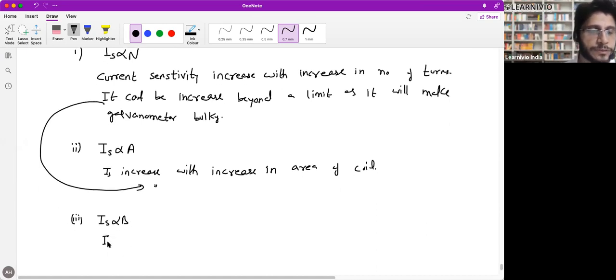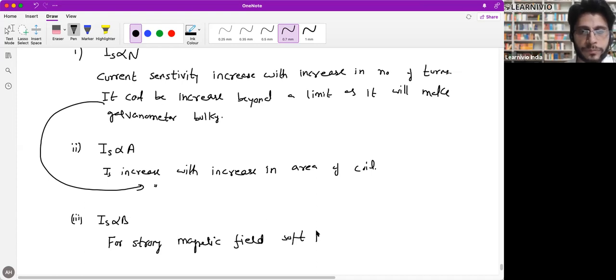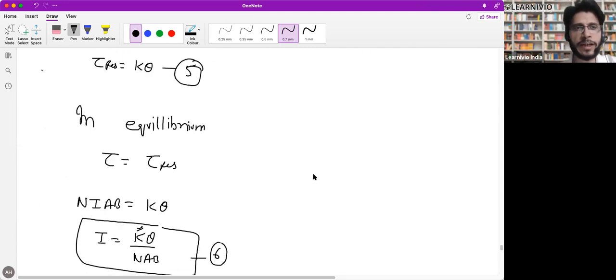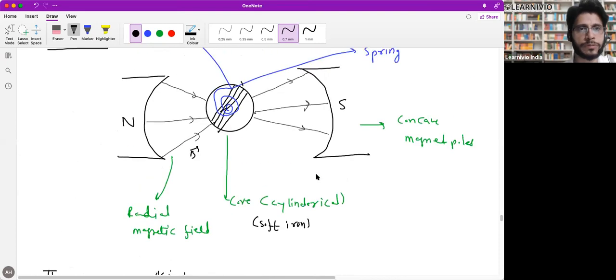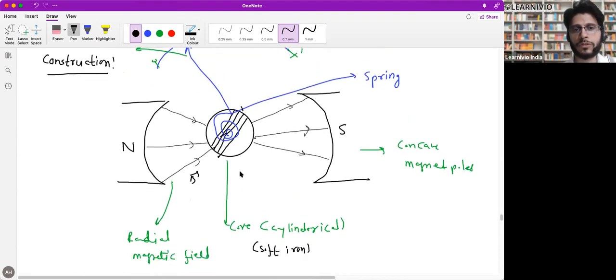So for strong magnetic field, soft iron core is used. We have discussed core, right? That cylindrical core, this core. This is soft iron core.